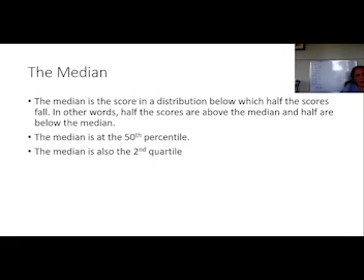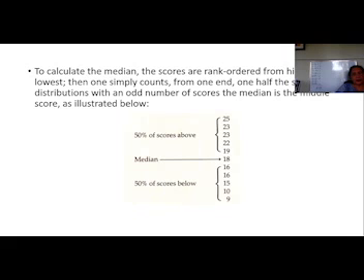What does it do? It splits the distribution into upper and lower 50%. That value, which is not necessarily a score, splits the distribution into 50% below and above it. Half of the scores fall below, half of the scores fall above it. To calculate the median, the scores are rank ordered. So organize the scores from highest to the lowest, then one simply counts from one end, from the top.